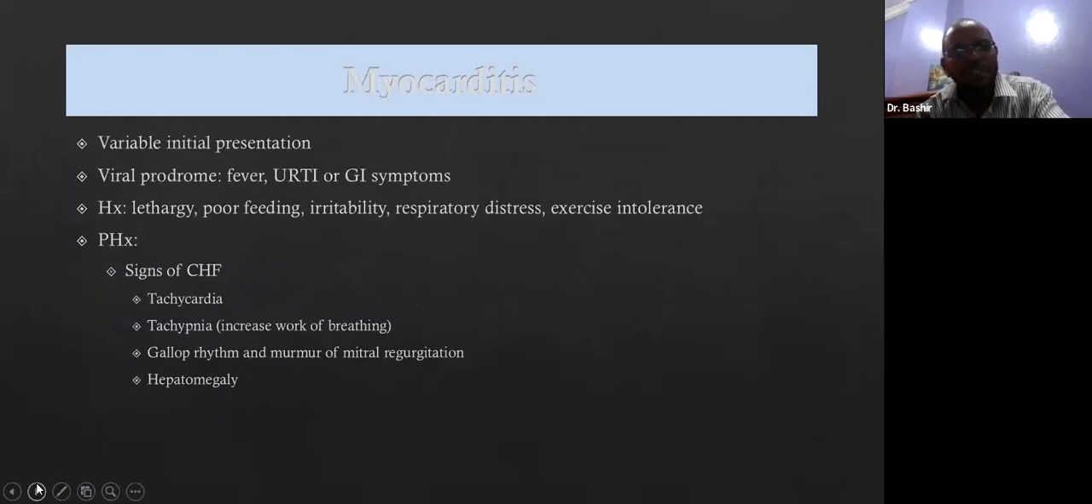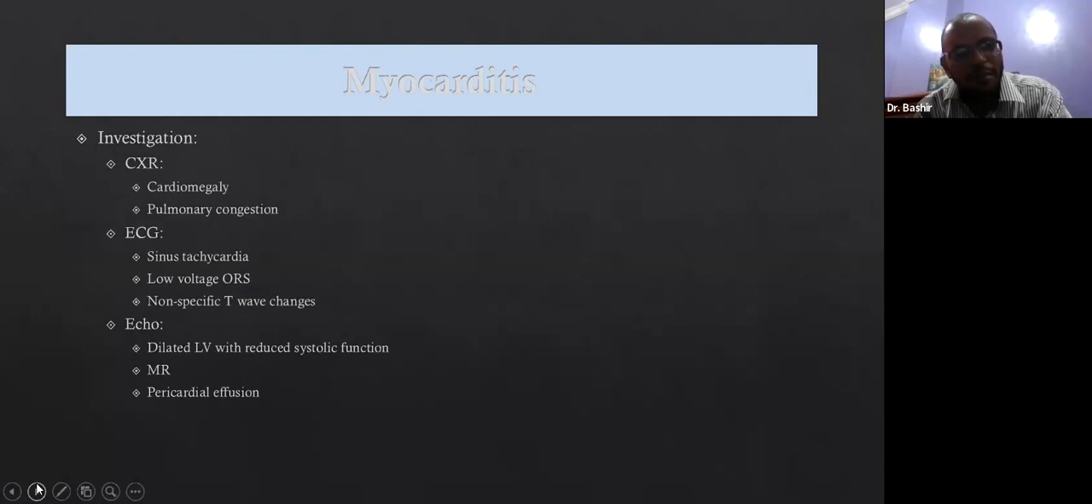Variable initial presentation. It can present with a viral prodrome like fever, URTI, GI symptoms. Family past history also. You have to look for signs of heart failure, like tachycardia, tachypnea, gallop rhythm, and hepatomegaly. Investigation: first chest X-ray, ECG, and echo.